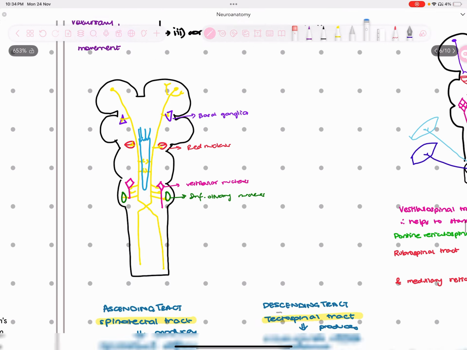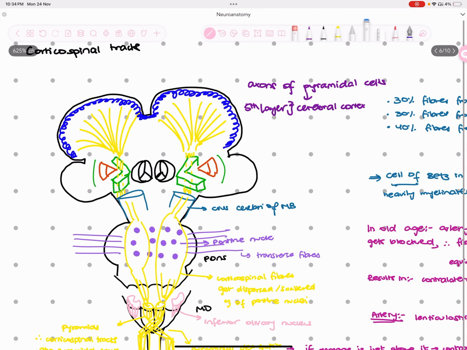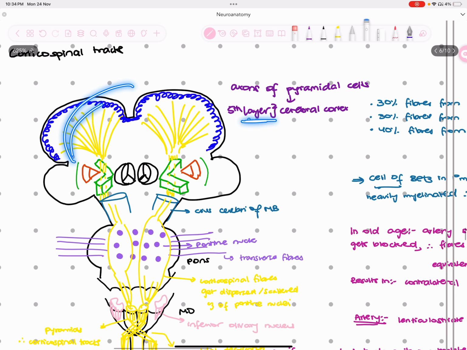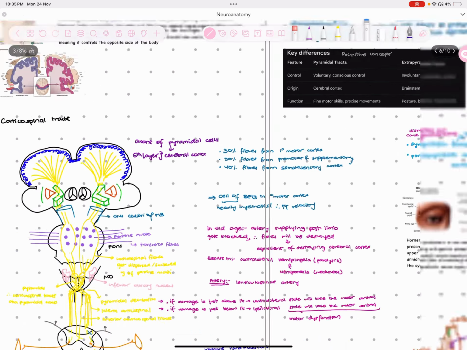Now, when you talk about corticospinal, where does it originate? So now let's discuss all the tracts in depth. Corticospinal, it originates in the cerebral cortex. Exactly where? These are basically axons of the pyramidal cells of the fifth layer of the cerebral cortex. So your cerebral cortex has a lot of layers, right? Out of the fifth layer, you have pyramidal cells coming out, their axons coming out. So that is the origin of your entire tract. Now, these fibers are going to come off 30% from the primary motor cortex, 30% from the premotor and supplementary cortex, and 40% from the somatosensory cortex.